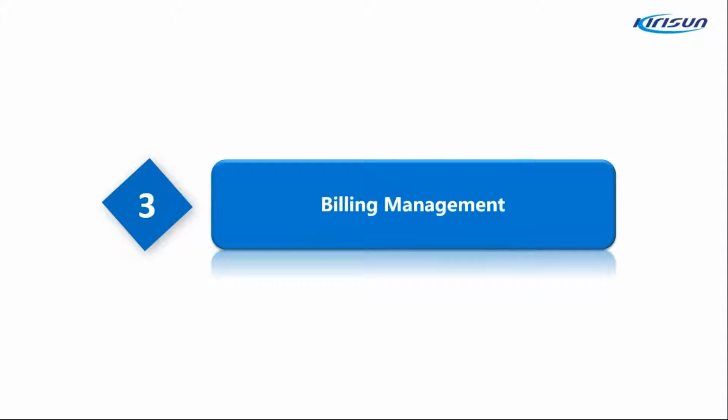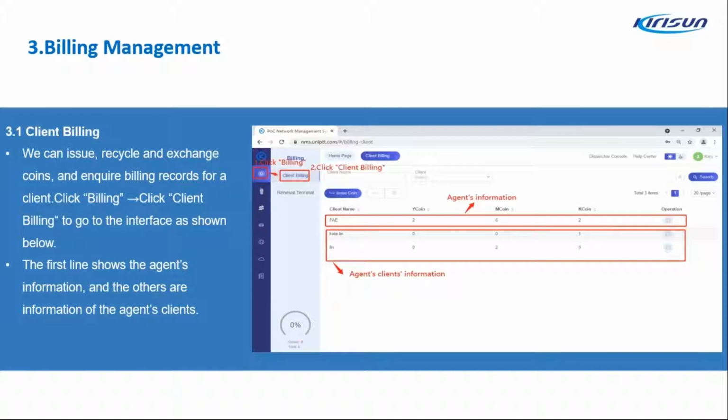Third, it is the billing management. The fourth part is client billing. We can issue, recycle, and exchange coins, and inquire billing records for clients. Please click Billing and Client Billing to go to the interface as shown below. The first line shows the agent's information. The others are information of the agent's clients.